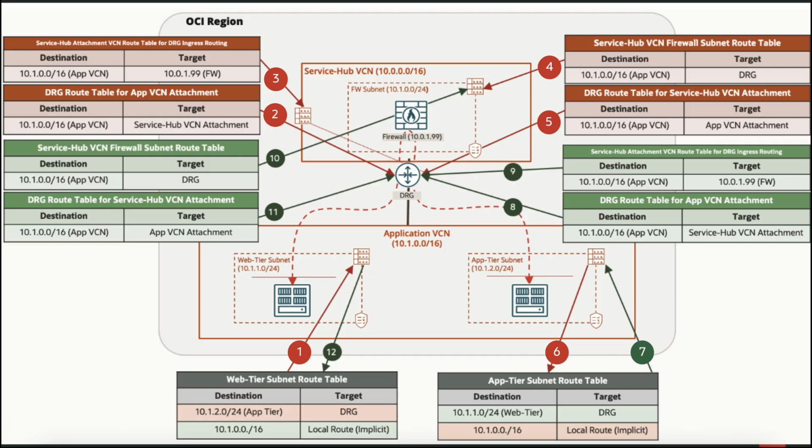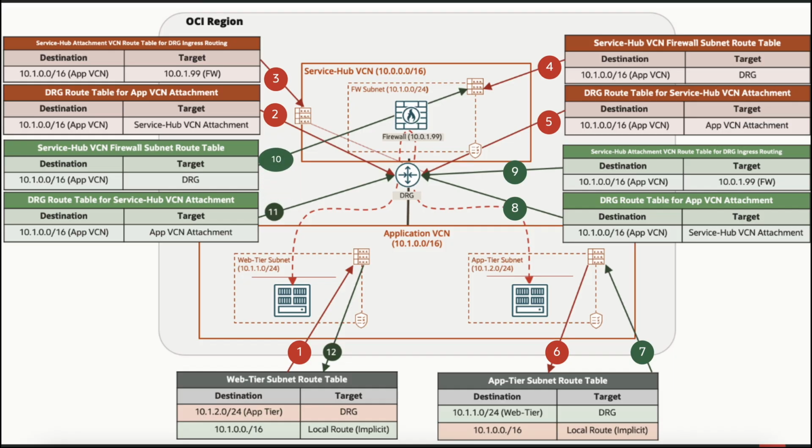Return traffic from the app tier VM follows the reverse path, starting with the subnet route table entry to the DRG. The DRG route table on the app VCN attachment forwards return traffic to the service hub VCN attachment. In the service hub VCN attachment, the VCN route table for DRG ingress routing directs return traffic again to the firewall's private IP.